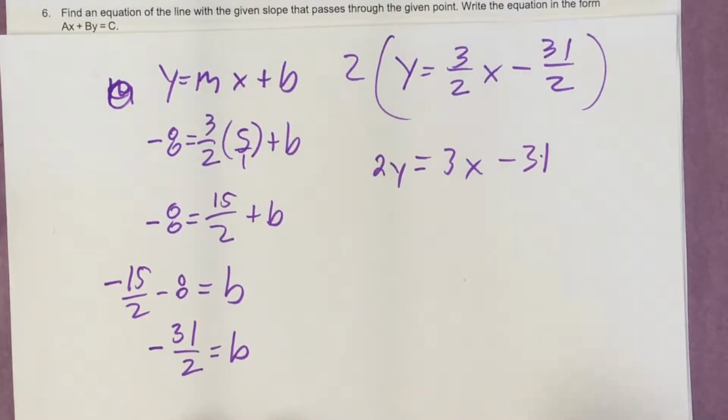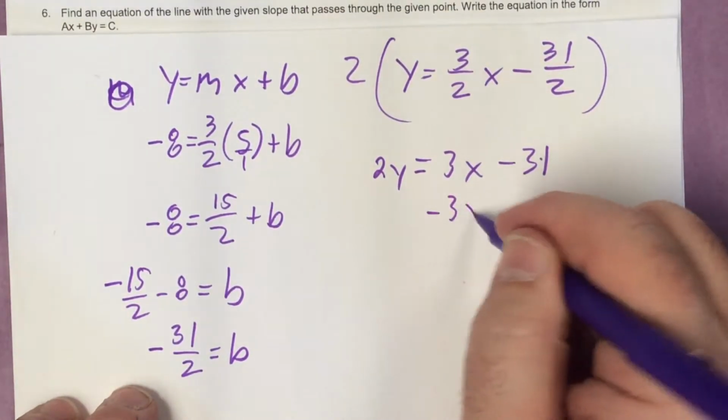From this point here, remember, what do you always want to do? You want to move the x over. That's the one thing you're always going to have to do when you're converting between slope-intercept and standard form. So I'm going to go ahead and subtract 3x.